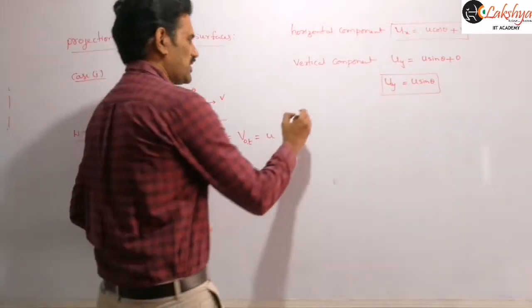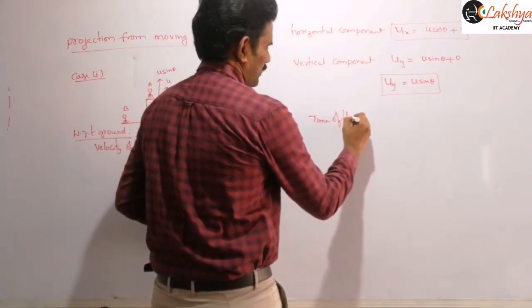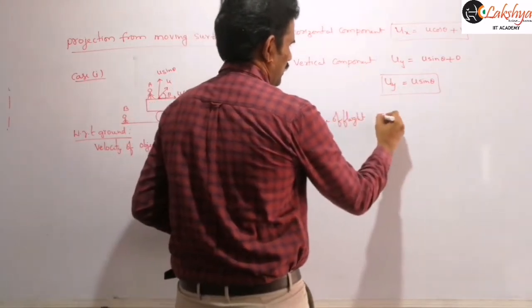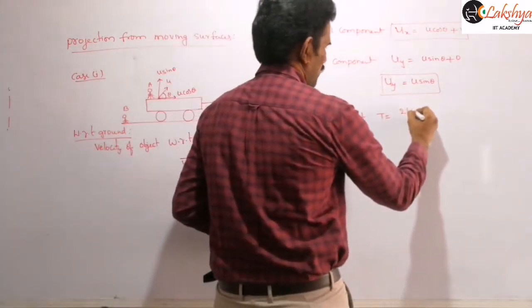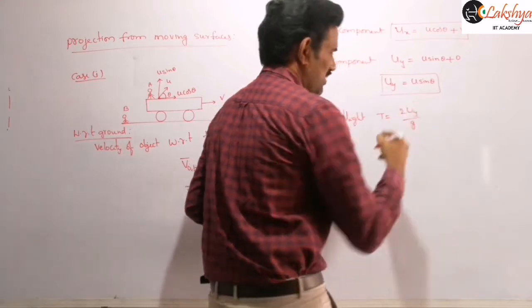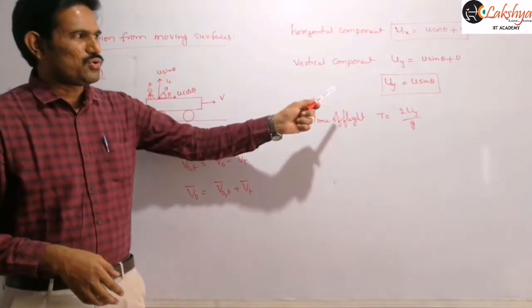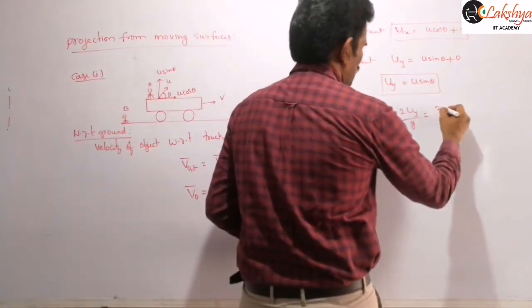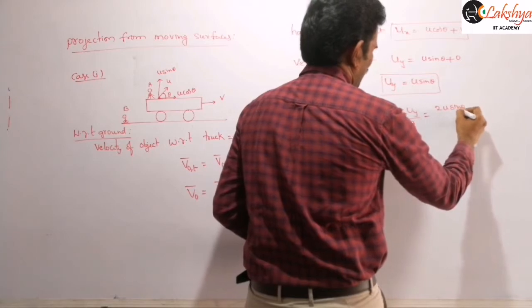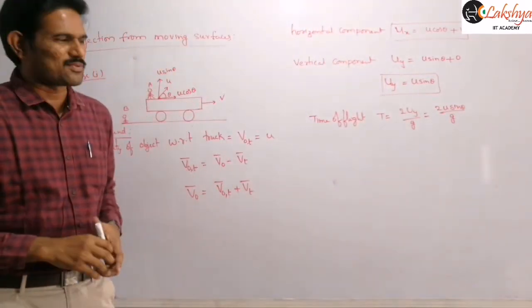If we want to find the time of flight, the time of flight T can be written as 2u sin theta by g, our general formula. Now it is nothing but 2u_y by g. Now u_y is nothing but u sin theta, so this value will be 2u sin theta by g, which is similar to our standard expression.